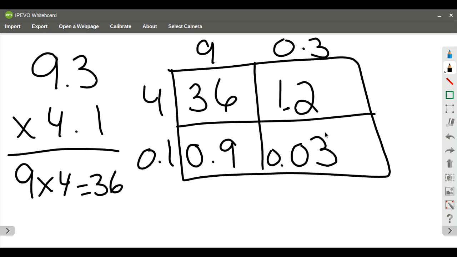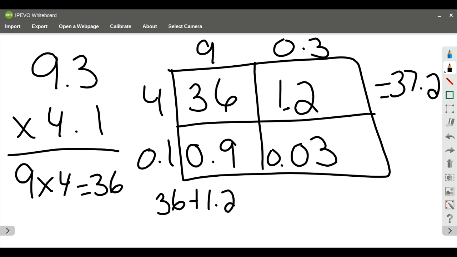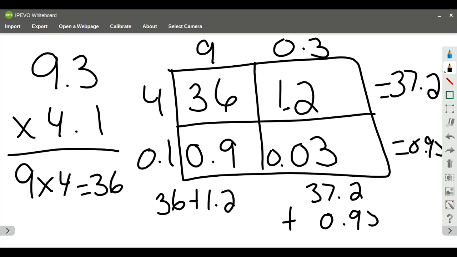Now I'm going to add. So I'm going to do 36 added to 1 2/10. I'll just set this up over here on the side. So 36 added to 1 2/10 is going to be 37 2/10. And then here, 9/10 added to 3/100 is going to be 93/100. And then I'm simply going to add. So 37 2/10 added to 0.93. So we need to put a decimal after the 2.